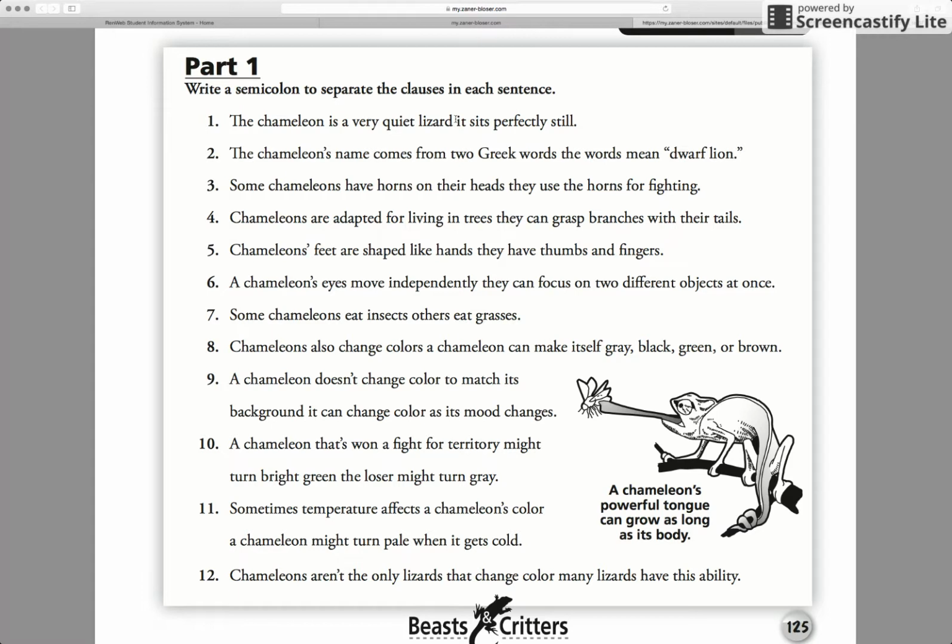Okay, let's look at number two. The chameleon's name comes from two Greek words. The words mean dwarf lion. Go ahead and in your workbook, place where you believe the semicolon should go. You should have placed the semicolon in between words and the, so it should go right here in the middle. Your sentence should read, the chameleon's name comes from two Greek words; the words mean dwarf lion.